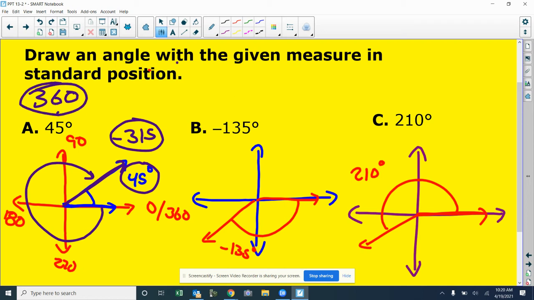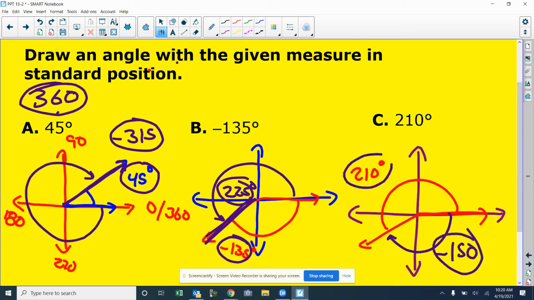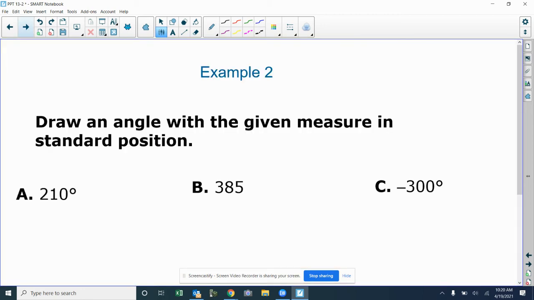Does that make sense? What would be the co-terminal here? 360, coming this way. Somebody take a guess? 225 is right. Co-terminals share this terminal side. How about this one? It's going to be negative. See it? It's negative 150. Notice the distance between 210 and negative 150. What is it? 360. Co-terminal. Try another quick set.